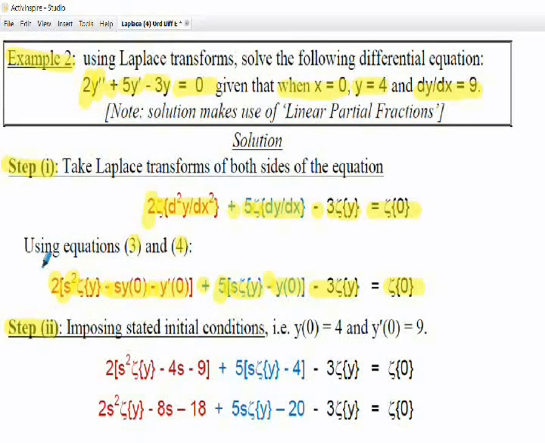Step 2, going to impose the initial conditions, so we know that when the value of x equals 0, y is equal to 4, and when the value of x is equal to 0, the dy by dx term is equal to 9.